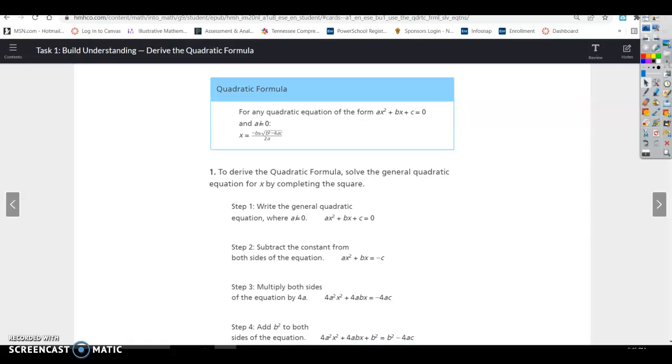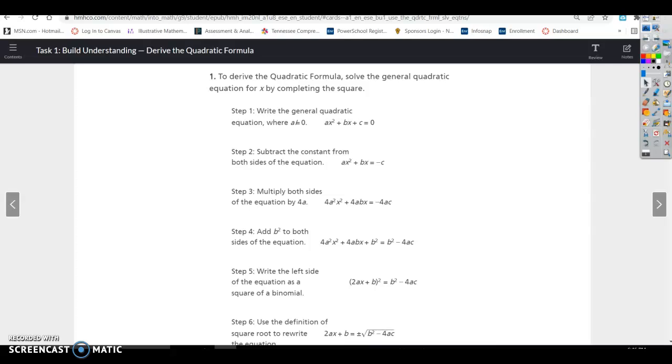The quadratic formula works for any quadratic equation of the form ax squared plus bx plus c equals 0, where a is not equal to 0. Remember, there has to be an a or it's not quadratic. And it has to be in standard form. It has to be set equal to 0 in order to use the quadratic formula.